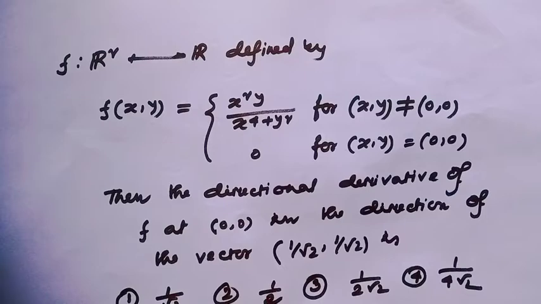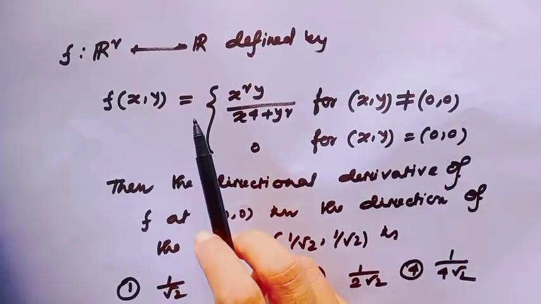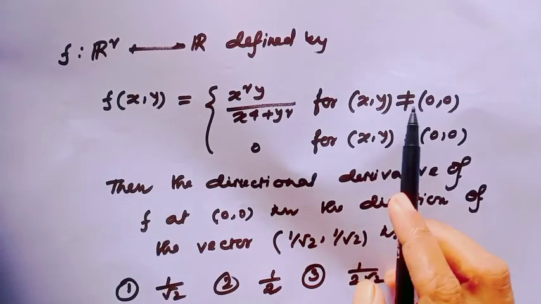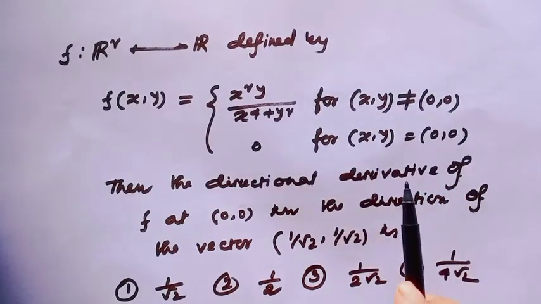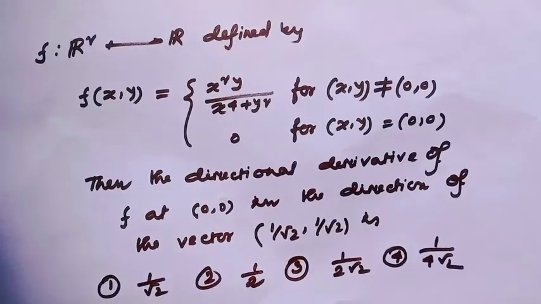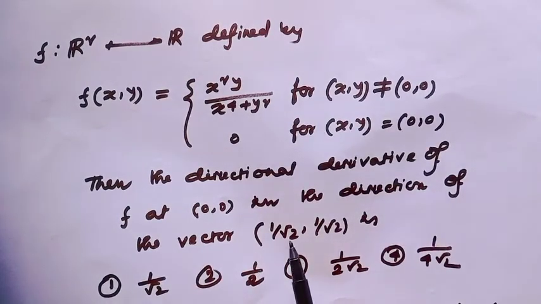The question: let f be defined from R² to R by f(x, y) = x²y over x⁴ + y² when (x, y) is not equal to (0, 0), and when the value is (0, 0) then the functional value is 0. Then the directional derivative of f at (0, 0) in the direction vector (1/√2, 1/√2) is. Here, notice the extra point: the direction has been indicated.